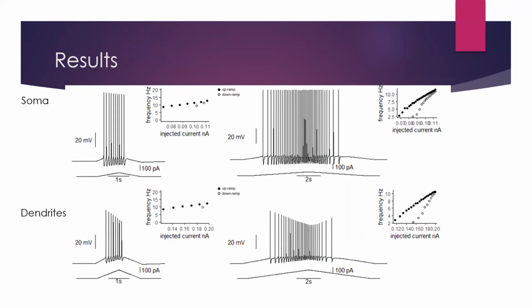I'm a desserts first kind of person. I wanted to show you that we were successful. We do have the adaptation that we were trying to model. It is accentuated in the dendrites. That's kind of visible in the short ramps. This is 1 second up and 1 second down. It's more visible in the longer ramps. This is 5 seconds up and 5 seconds down. But I'm going to show you how we got to this.